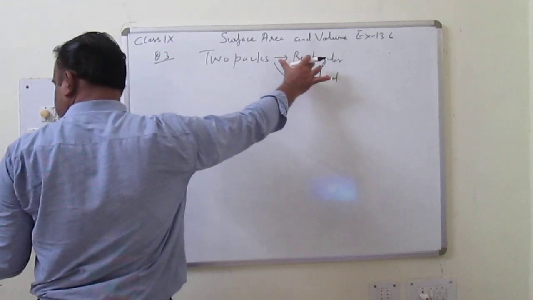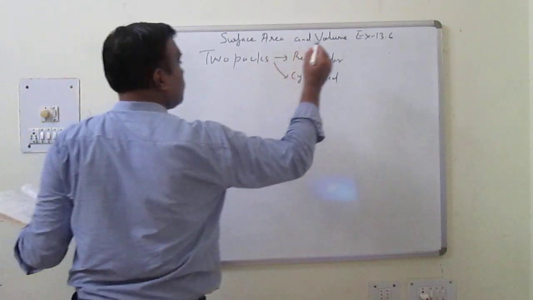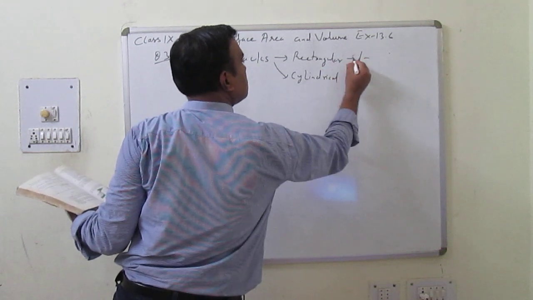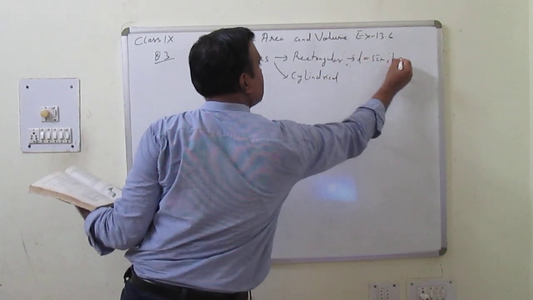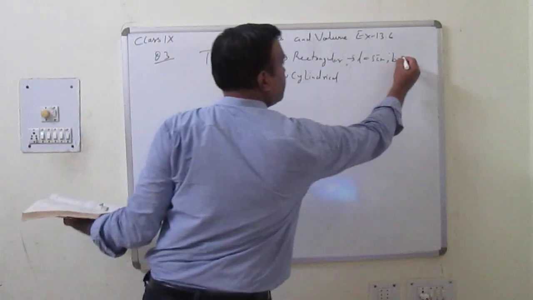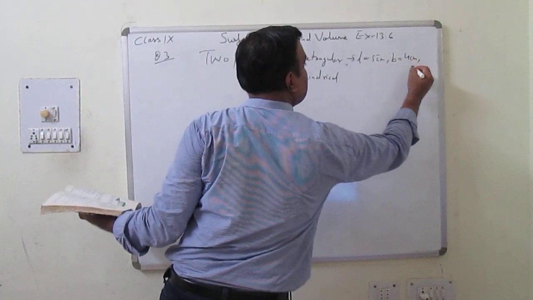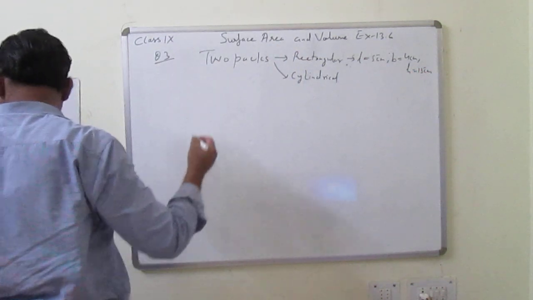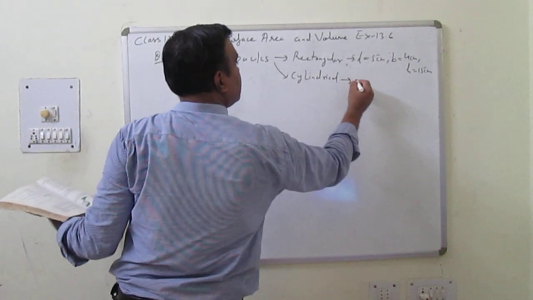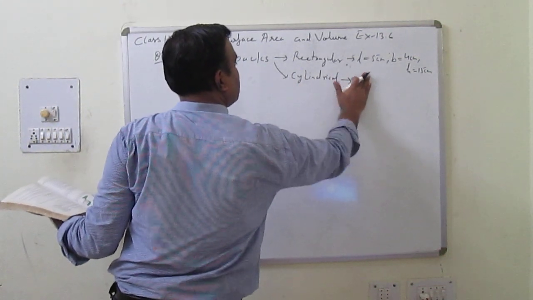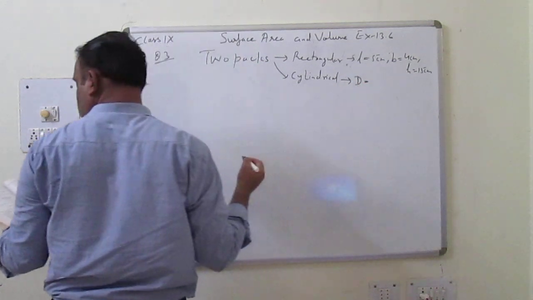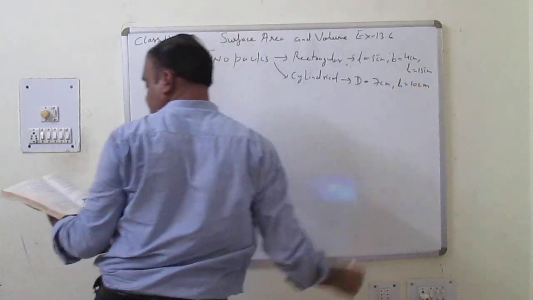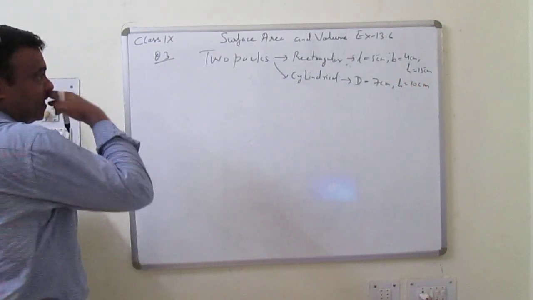Dimensions of the rectangular pack: length is 5 centimeter, breadth is 4 centimeter and height is 15 centimeter. And for the cylindrical pack, the diameter is given to you as 7 centimeter and height is 10 centimeter. Which container has the greatest capacity?